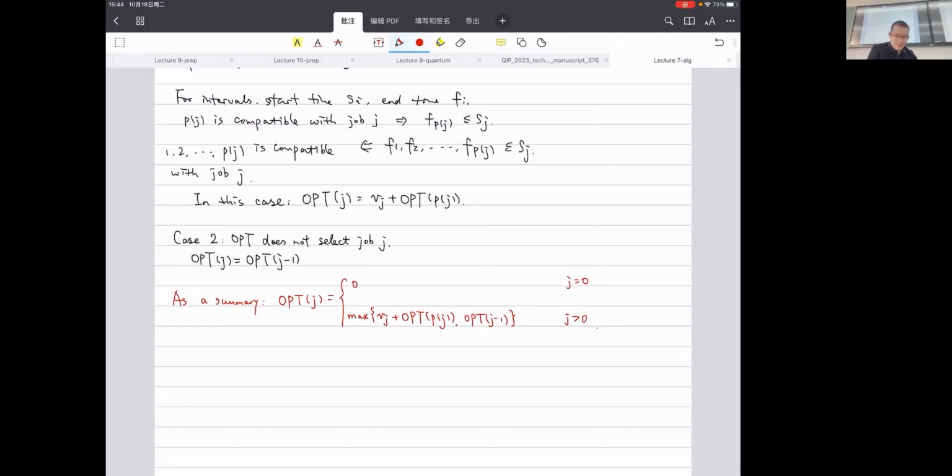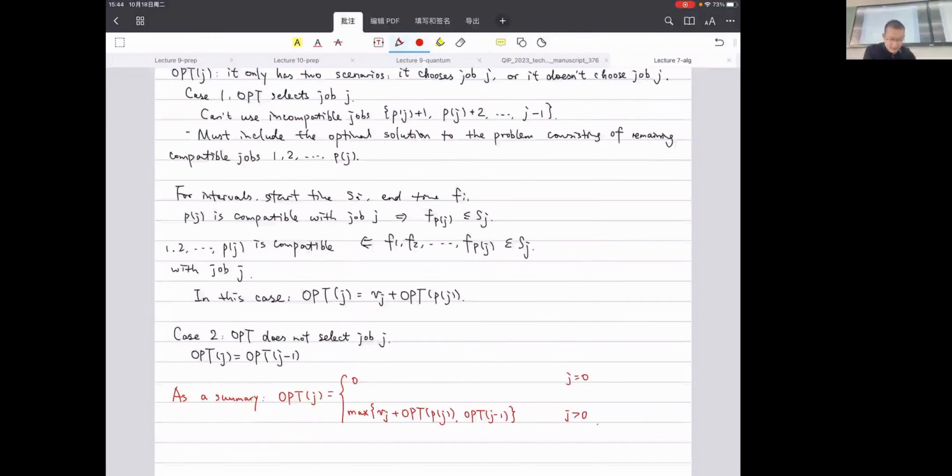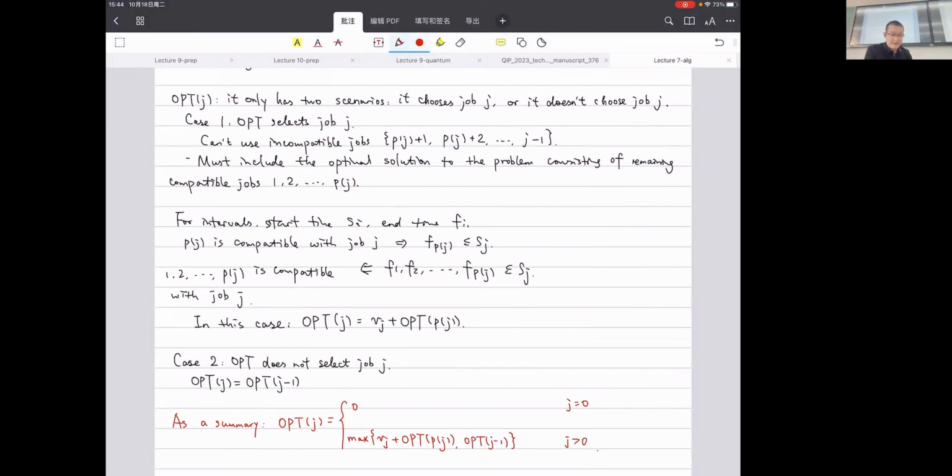Okay, so any questions for this? I guess this is an important point, and it is actually based on a somewhat trivial observation that OPT j either chooses the interval or it doesn't. But nevertheless, for the two cases, we know that we are going to have such a relationship. So, is there any question for this?